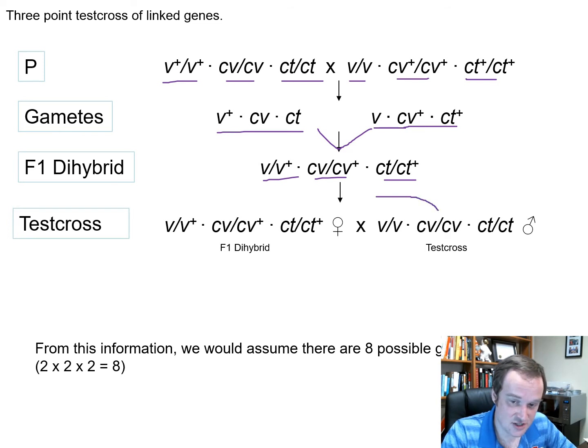Then we do a test cross to the recessive individual. So we have the recessive being VV, CV, CV, CT, CT. And so from this information, we would assume that there are 8 possible gametes, right? So from the offspring, you can either be V or V plus, so that's 2, times CV or CV plus, so 2, times CT or CT plus, 2. So we have 8 possible combinations.